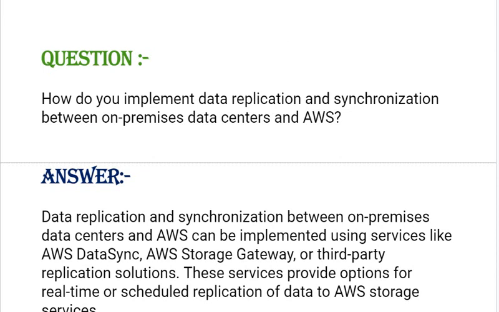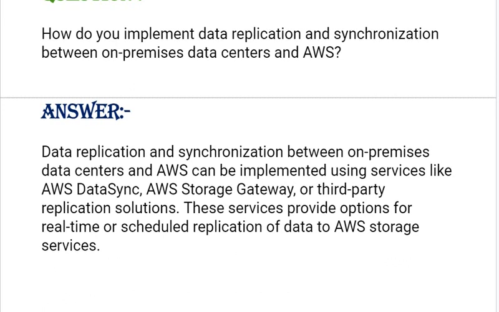Our next interview question is, how do you implement data replication and synchronization between on-premises data centers and AWS? Your answer should be data replication and synchronization between on-premises data centers and AWS can be implemented using services like AWS DataSync, AWS Storage Gateway, or third-party replication solutions. These services provide options for real-time or scheduled replication of data to AWS storage services.